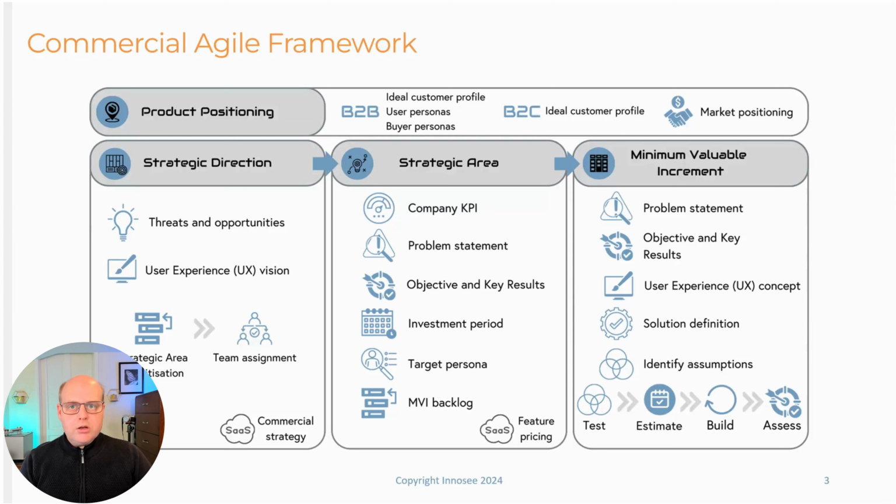The strategic area is at the point where you want to get into a bit more detail. So you have a company KPI, which is what does this particular item link to? Is it, for example, trying to increase annual recurring revenue? You also have the problem statement, which is probably the most important part of the framework.